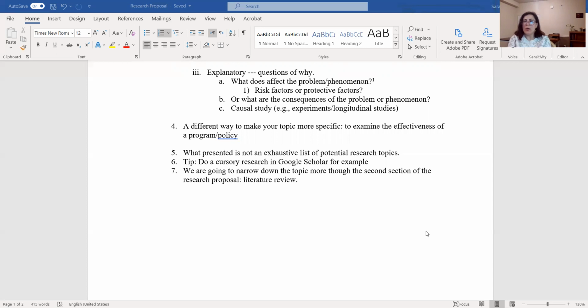And even you might be interested to be more specific. You might say what risk factors or what protective factors do affect the unemployment among the homeless population in the state of Texas. See, here we are more specific. Or you may look at explanatory research in a different way.